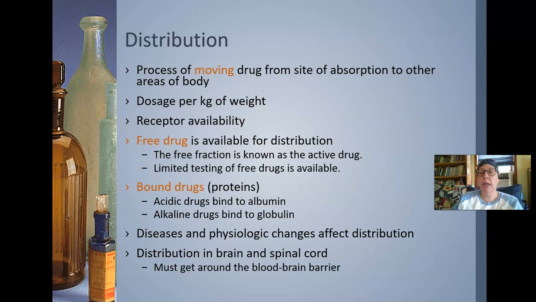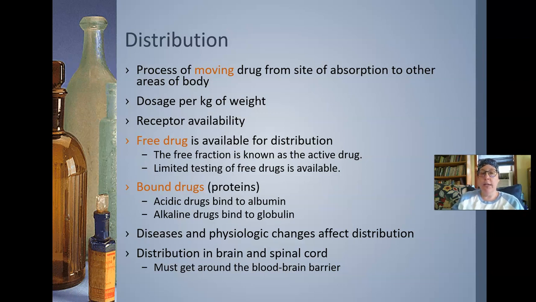The free drug is what is freely floating in the circulation, and it is available for distribution. So it can bind to the receptors, enter the cells, and all of that. And that is the active drug. There are some TDMs where you can get the free drug levels, but free drug testing is usually limited, and we usually do total levels of the drugs, which would be a combination of the free drug and the bound drug.